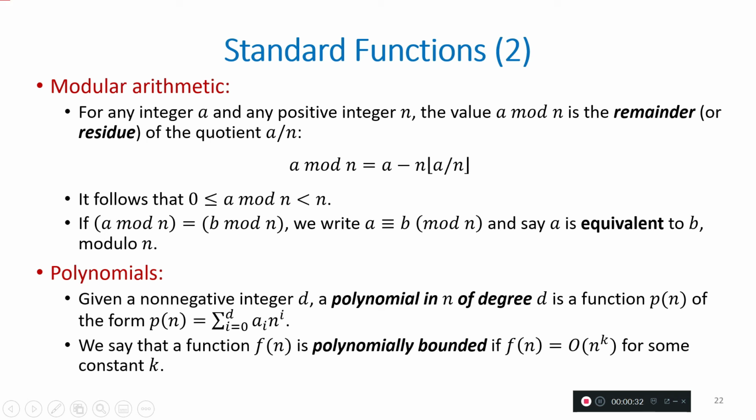So we can say a function f of n is polynomially bounded if f of n has an upper bound defined by big O n^k. For example, if f of n is equal to n square, then we can say that n square is polynomially bounded by big O n square, or big O n cube, or big O n to the power 5.